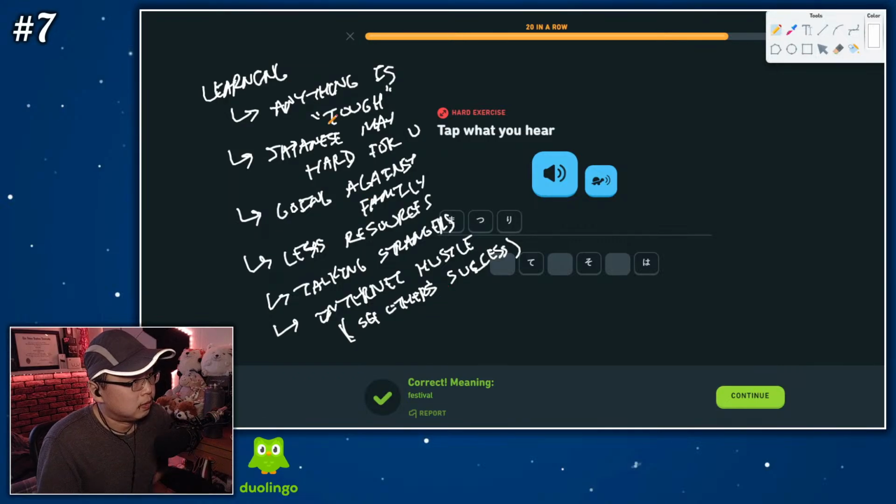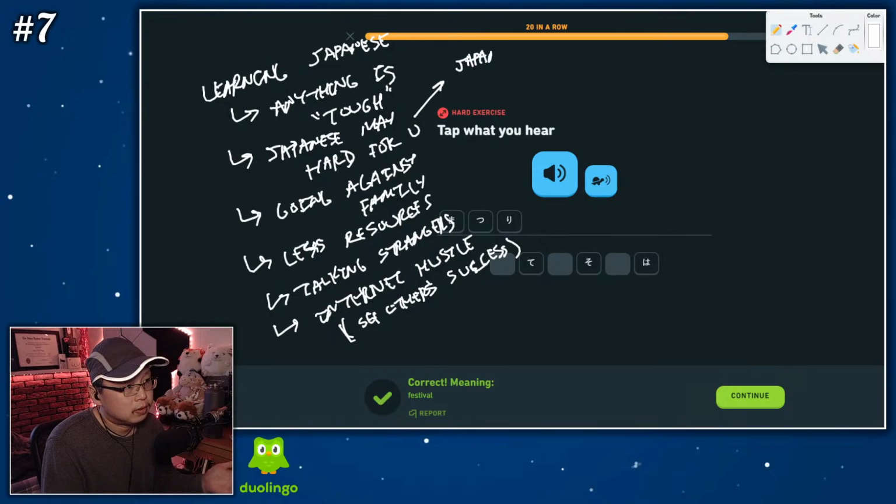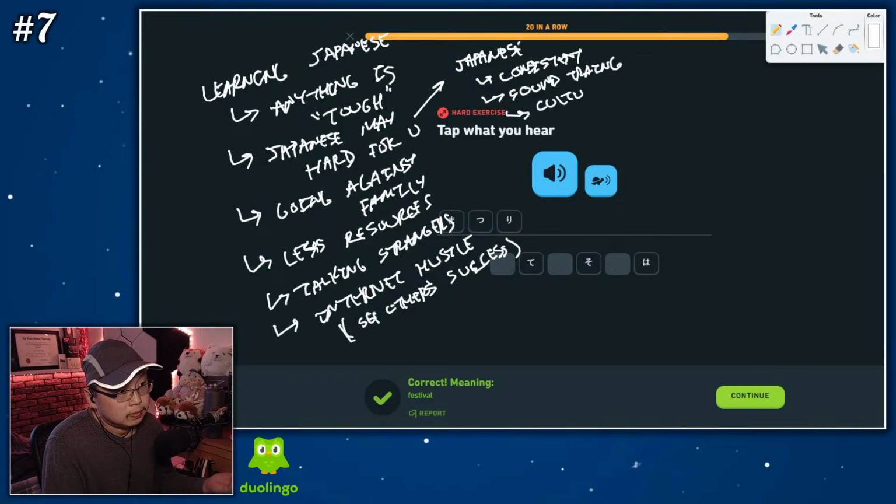So let me think about this. So let me elaborate, sorry. Learning Japanese. What's a great argument for learning Japanese in your position, in my opinion? It is tough for all these things. Learning Japanese is already tough. So you're going to learn ways to learn Japanese, right? What are you going to learn when you're learning Japanese? How to stay consistent. How to sound train. Culturalism. The list goes on just from learning Japanese itself.